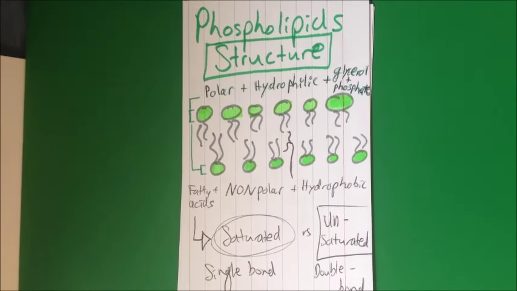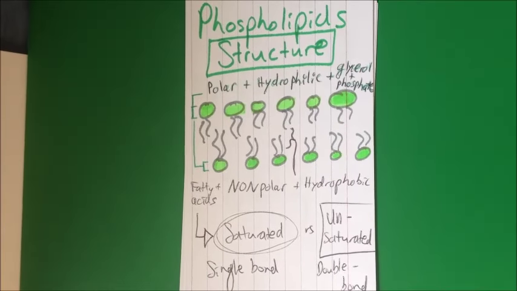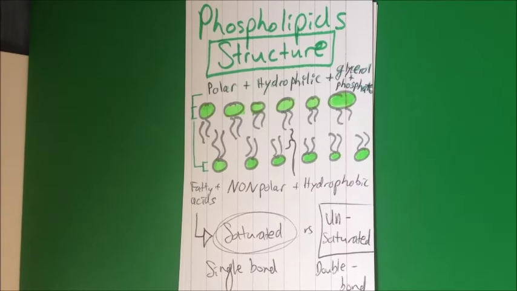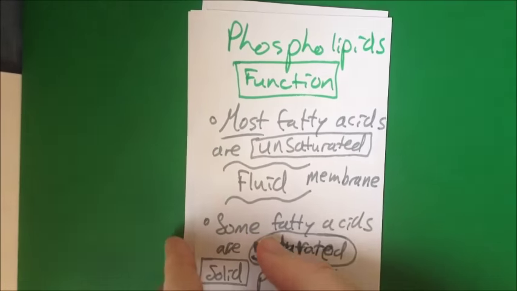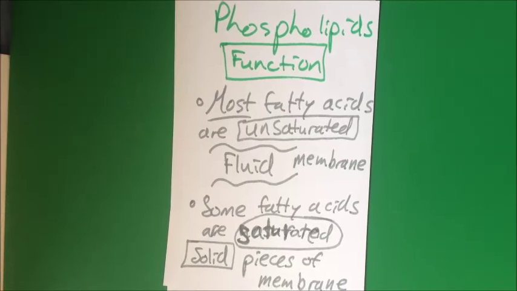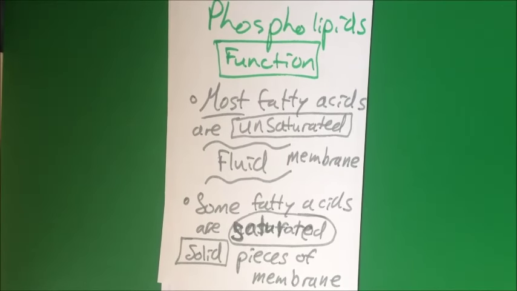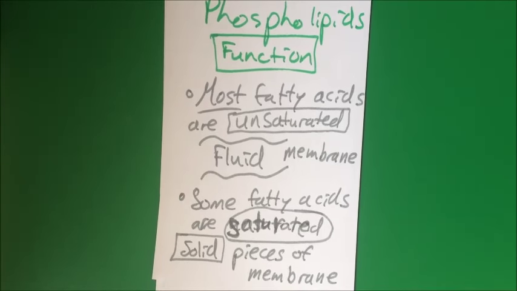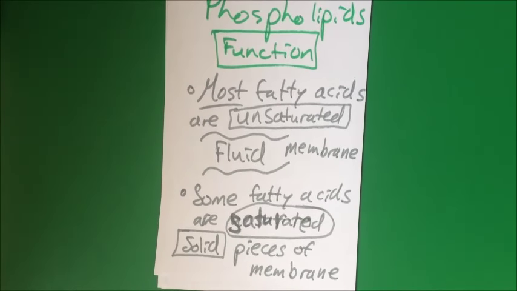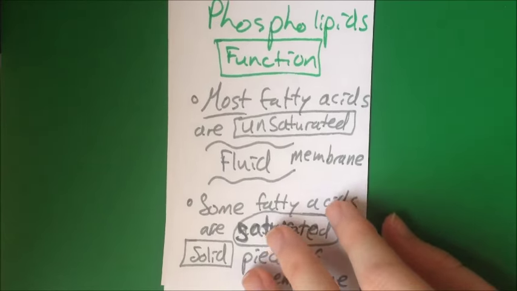The fatty acid tails are either saturated with a single bond or unsaturated with a double bond. The function of phospholipids and the cellular membrane varies slightly based on its fatty acid tail. Most fatty acid tails are unsaturated, allowing the membrane to remain relatively fluid. Some fatty acid tails are saturated, exhibiting solid pieces of the membrane to provide structural support for the phospholipid bilayer.